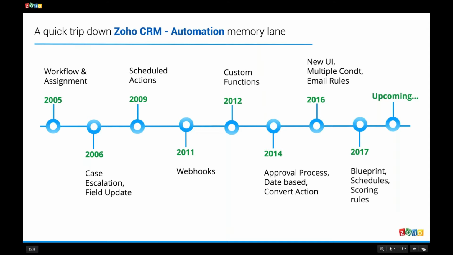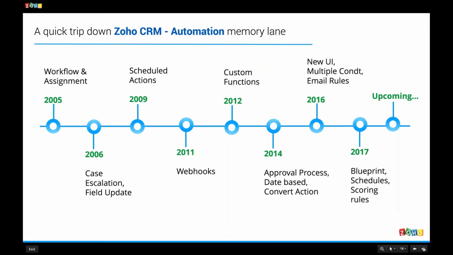Then we introduced case escalation, field updates inside the workflow, and then the scheduled actions were introduced. Till then, immediate actions were the only thing. Then we introduced webhooks, which connect from CRM to other third-party applications. And then in 2012, two-way communication between the services. From the workflow, you connect the third party; from the third party, you receive the necessary responses and push them back inside the CRM.